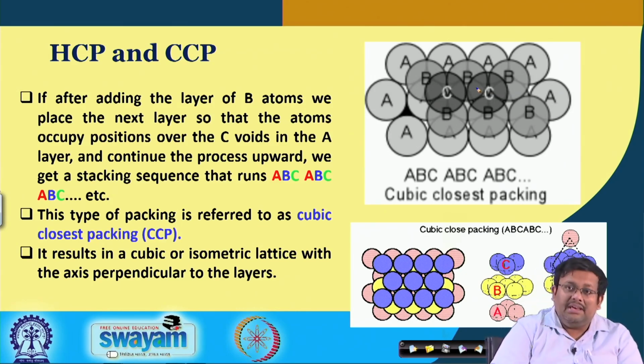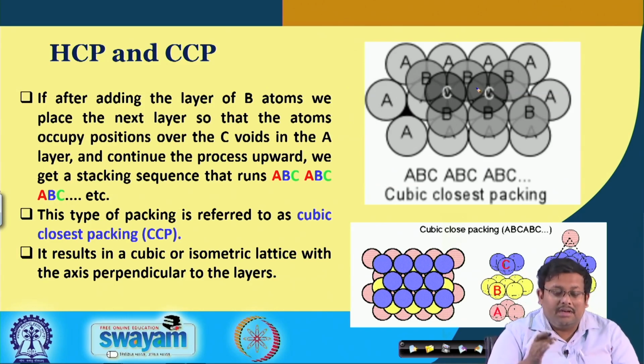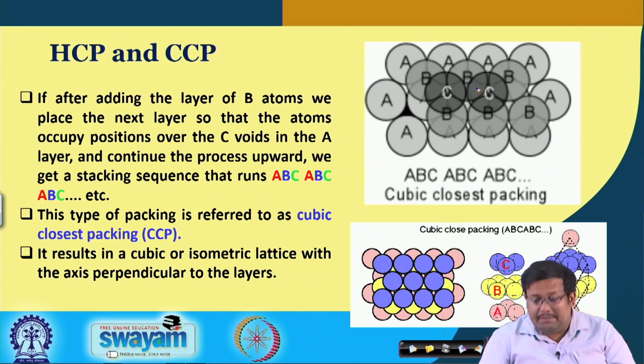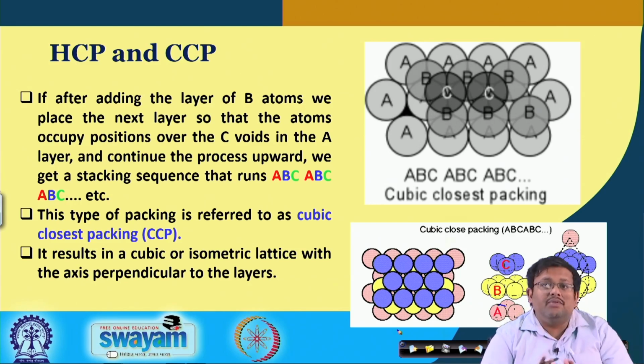So, in case of HCP, we got a stacking sequence of AB, AB or ABA, whereas in case of CCP or cubic closest packing, we are getting a stacking pattern of ABC, ABC. Just like here you can see, this is a layer of A atoms, then B layer and then C layer, and then from the top we will see the stacked layers just like this. So, this is called the cubic closest packing or CCP. This is another way of representing the 12-fold coordination.